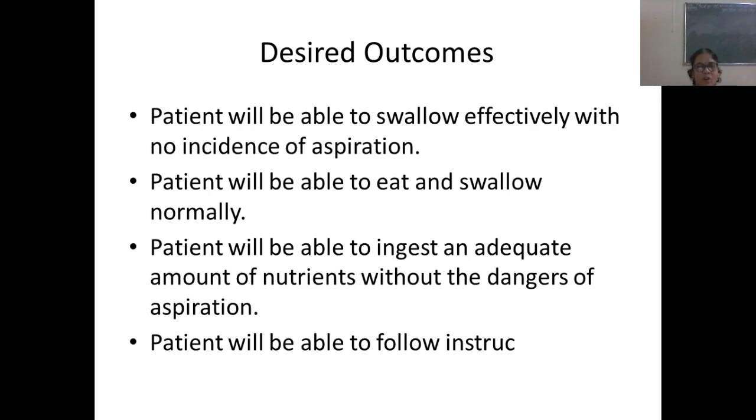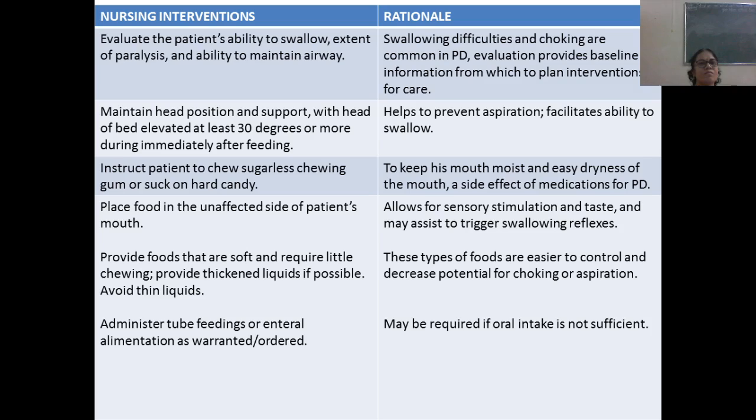Patient will be able to follow instructions. Then interventions are to evaluate the patient's ability to swallow, extent of paralysis, and ability to maintain airflow. Swallowing difficulties and choking are common in Parkinson's disease. Evaluation provides baseline information from which to plan interventions for care.